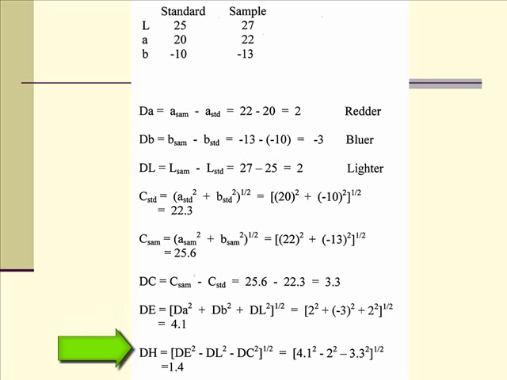And then finally, if we want to calculate the delta H, we have to start with our total color difference, the delta E, square that, then subtract out the delta L value squared, and subtract out the C value squared. So we have 4.1 squared minus 2 squared minus 3.3 squared, and we end up with a delta H value of 1.4. I'll give you examples of these that are written out. That's how you do the calculation.